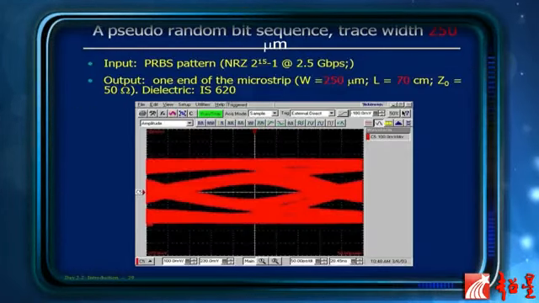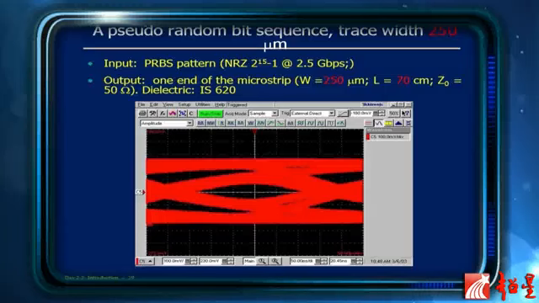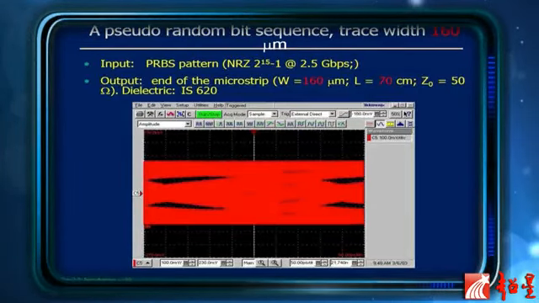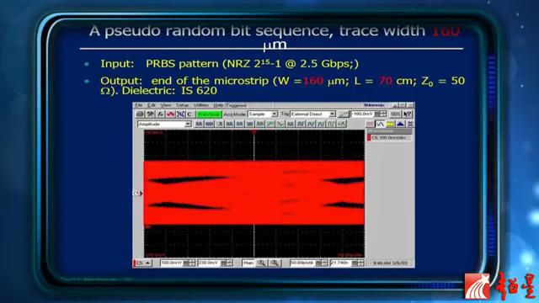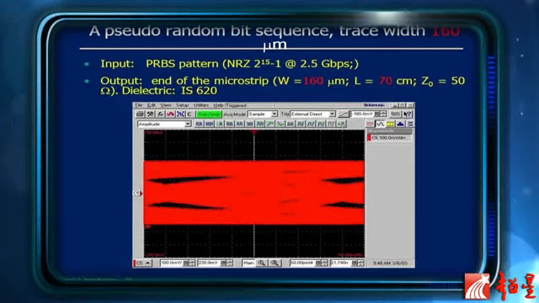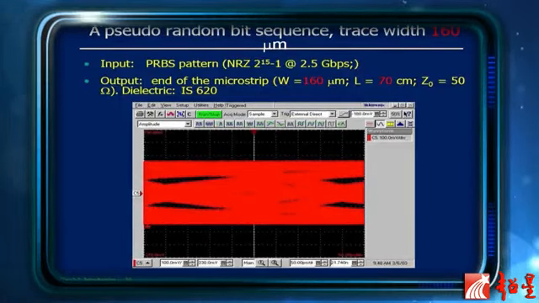This is pretty bad, but it's still okay. It's not that bad. But the second one, if you look at that second one, it's very bad. It's not possible to recognize that signal at all.